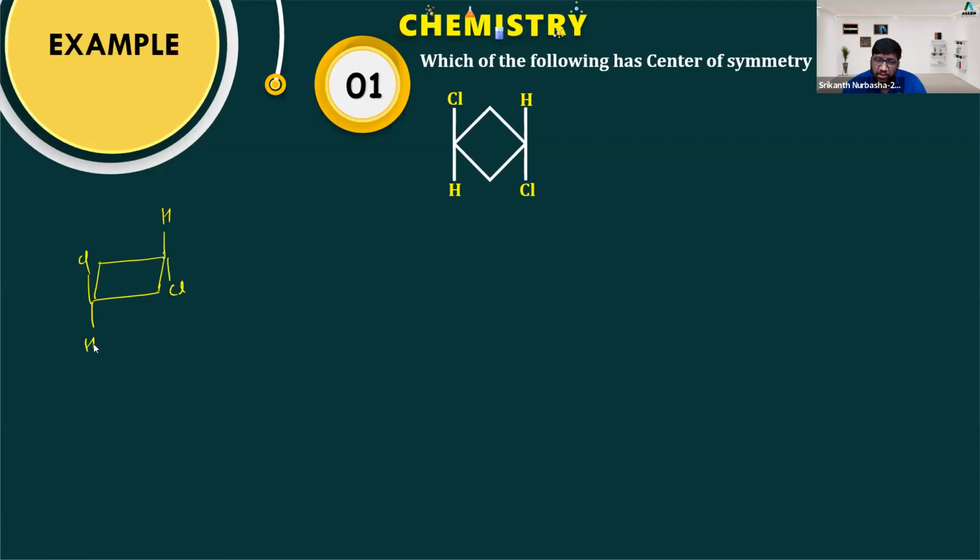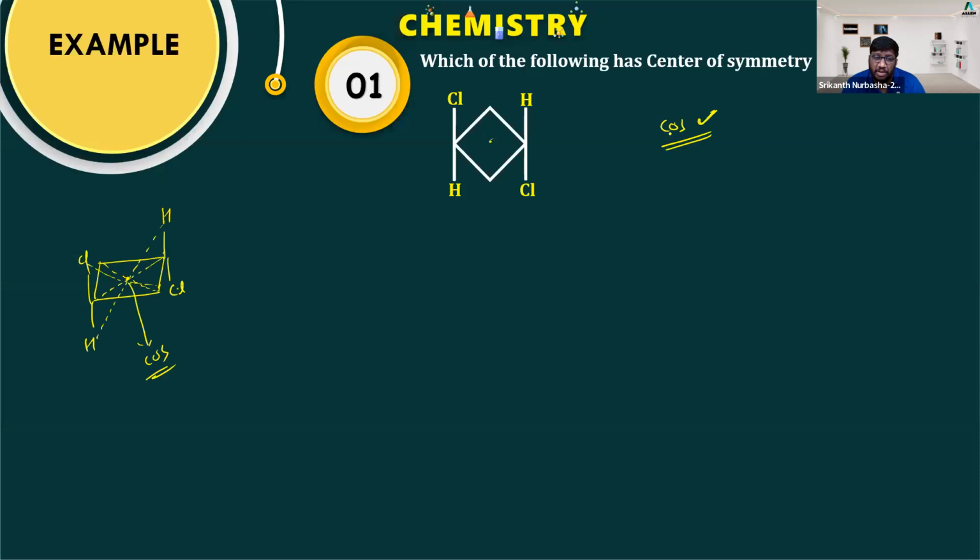Plane of symmetry present or not? Center of symmetry is present, yes. The center of symmetry is that particular point. From hydrogen, if I try to draw a straight line, I'll reach the hydrogen again. From chlorine, if I try to draw a straight line, I'll reach chlorine again. From this carbon, if I try to draw a straight line, I'll reach carbon again at the same distance. From this carbon also, I'm getting carbon again. So this is nothing but the center of symmetry. So center of symmetry is present.